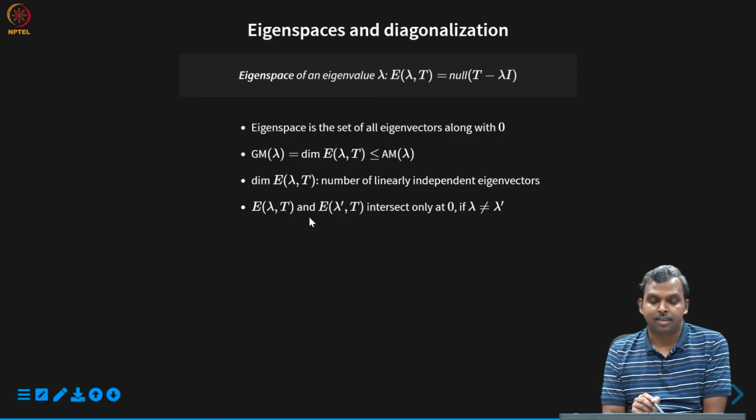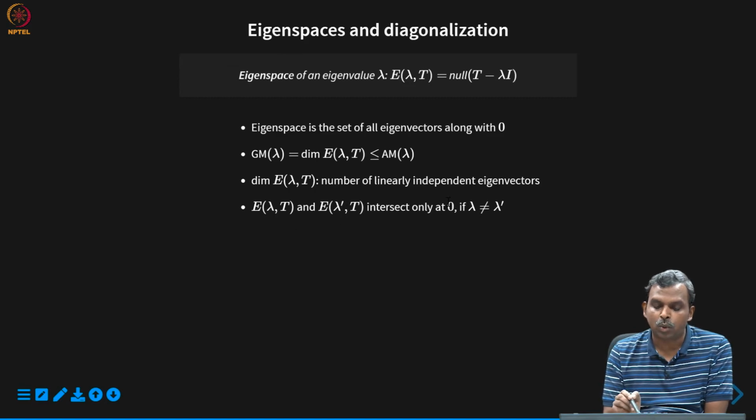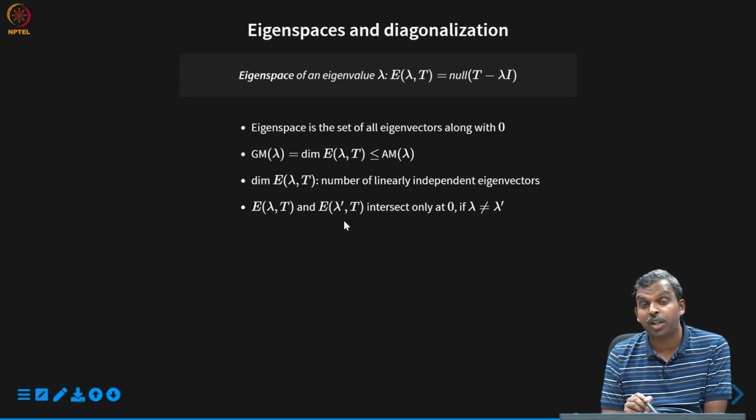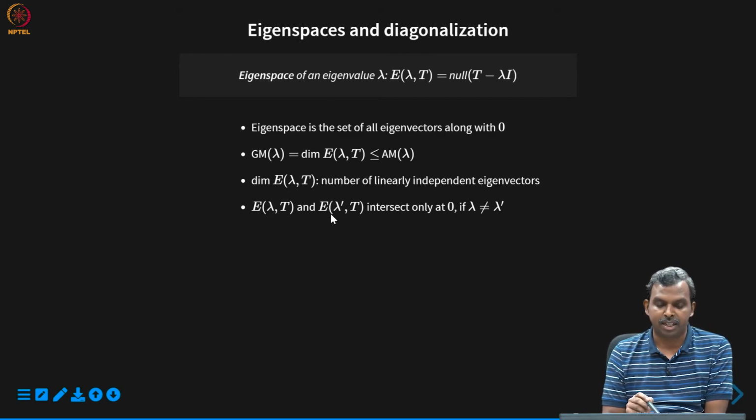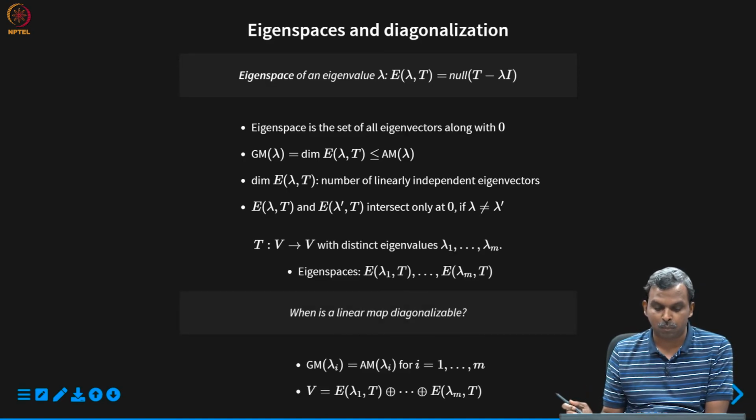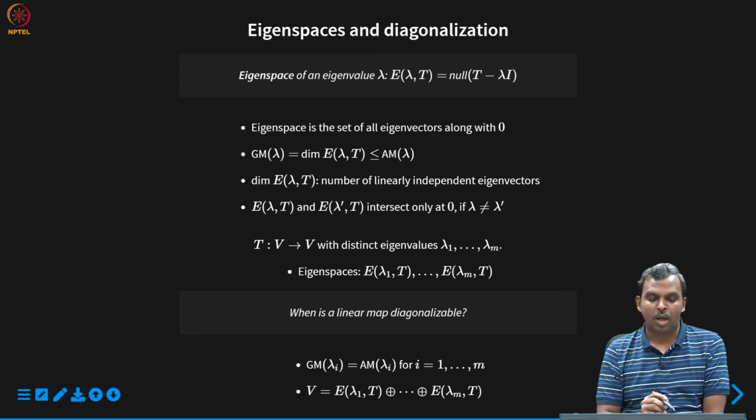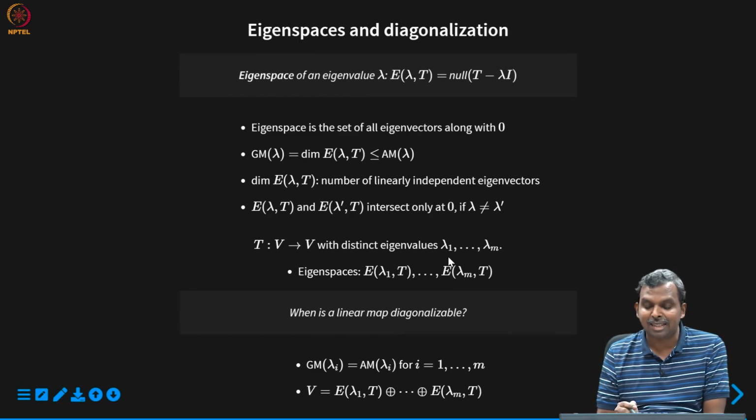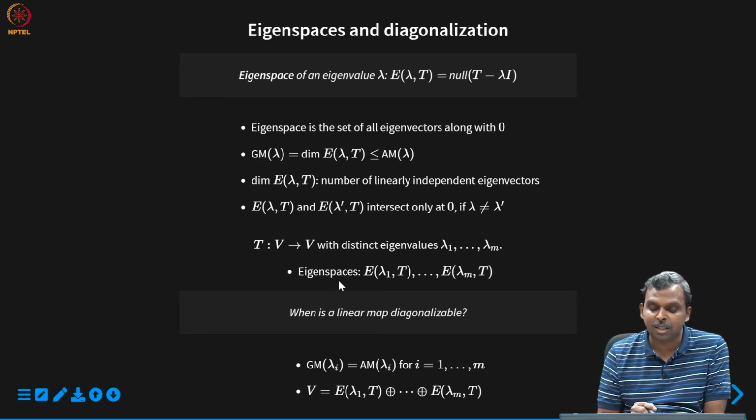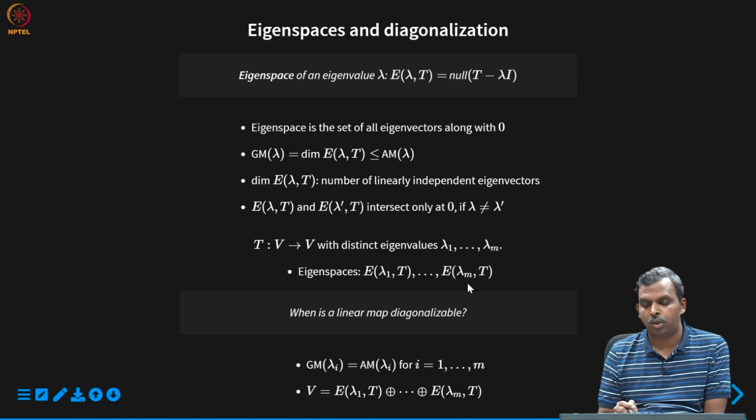Here is a very interesting result. Any two eigenspaces can only trivially intersect. Why is that? Because they have distinct eigenvalues, and eigenvectors corresponding to distinct eigenvalues are linearly independent. So you cannot have a non-trivial intersection there, as that would violate the linear independence of eigenvectors. That's nice to see. Now let's say you have a linear operator T and it has m distinct eigenvalues, lambda 1 to lambda m. The corresponding eigenspaces are E of lambda 1 to E of lambda m.